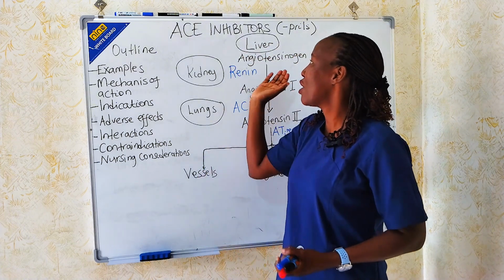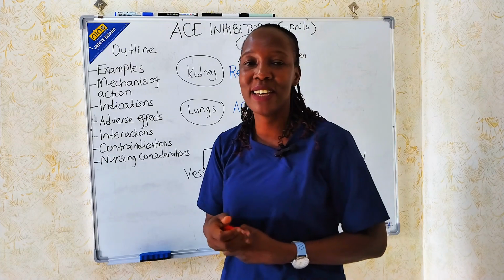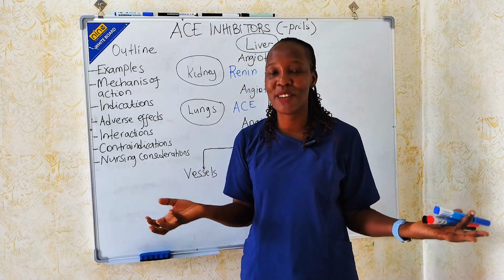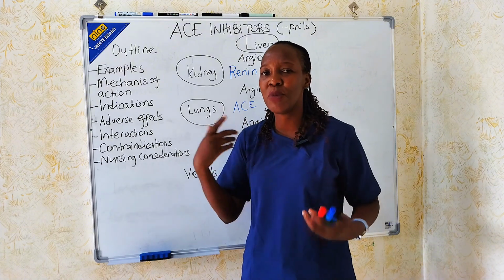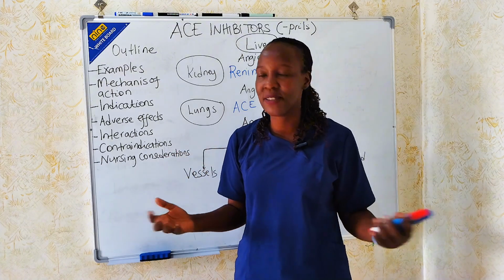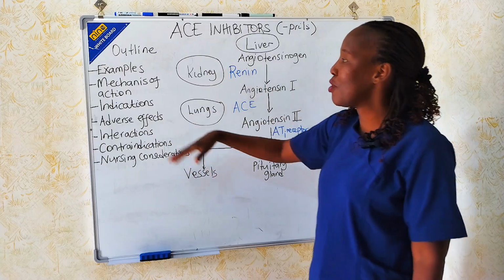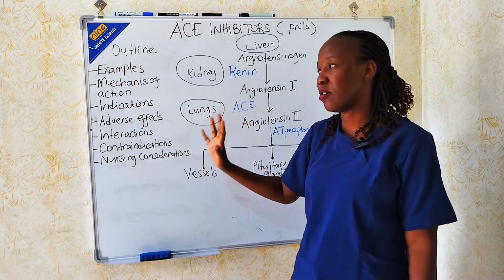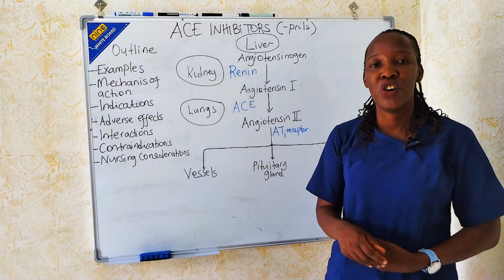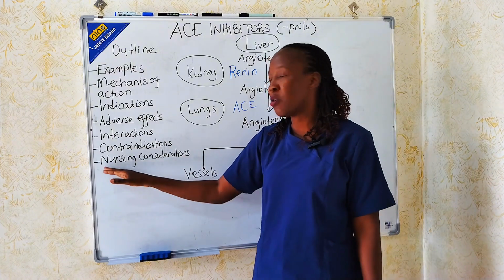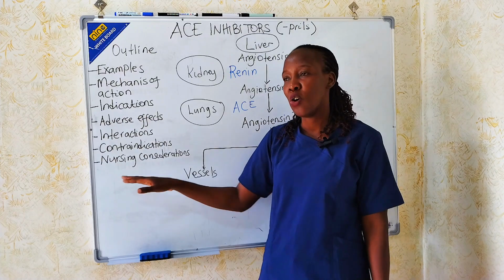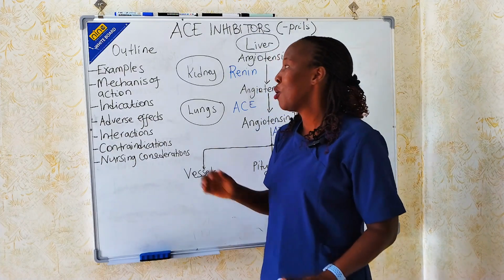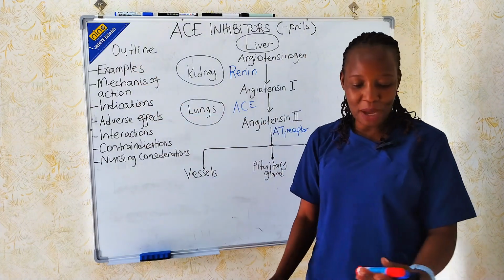So today we are going to have a review of ACE inhibitors. Every nurse needs to have quick facts about ACE inhibitors such that when you're asked, you're able to articulate them very fast. Okay? So in terms of our outline, we are going to look at the examples, mechanism of action, indications, adverse effects, interactions, contraindications, and then we'll look at the nursing implications or the nursing considerations. And without wasting much time, we will start right away with our examples.